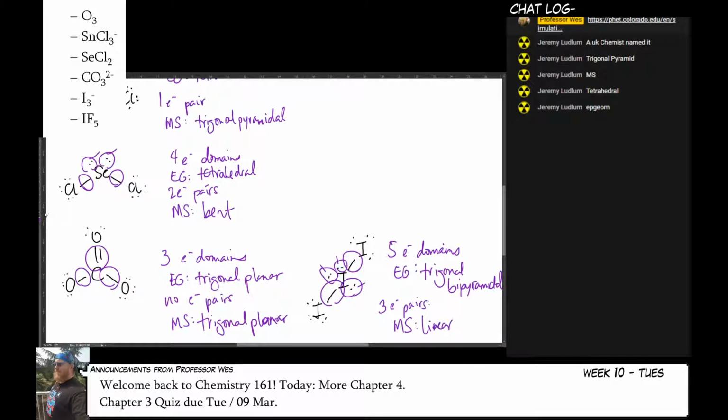And then the last one here is IF5, which I believe looks like this. Let me count that really quick. So 42: 8, 16, 24, 32, 40, 42. There we go.